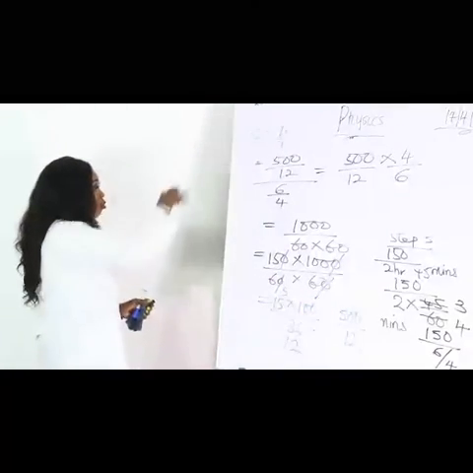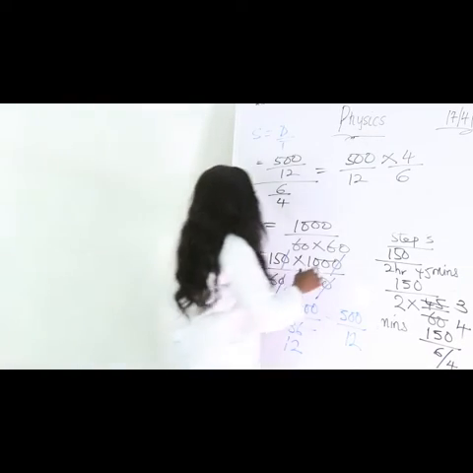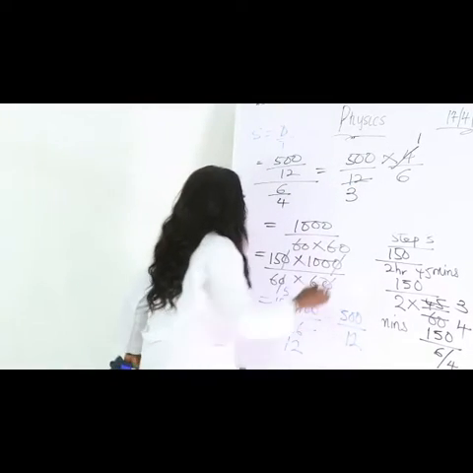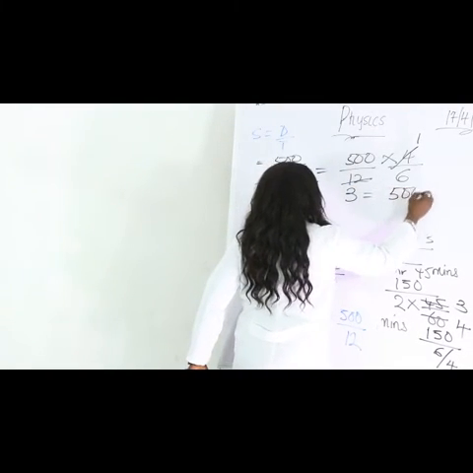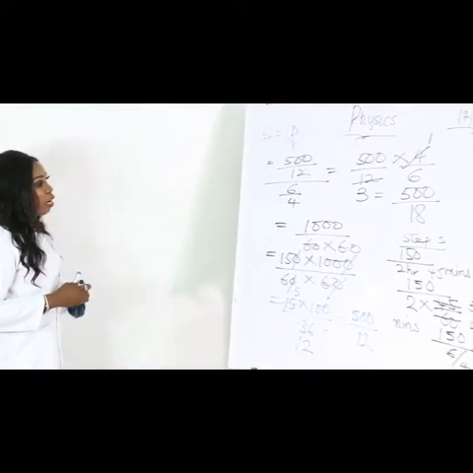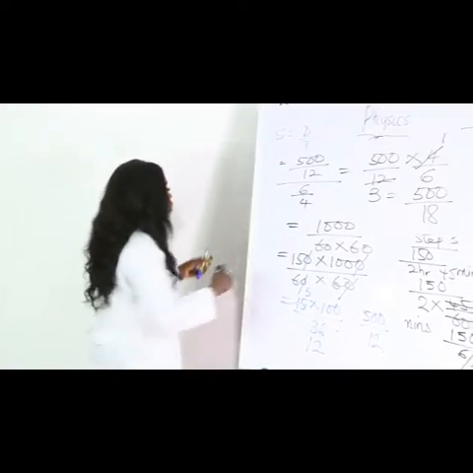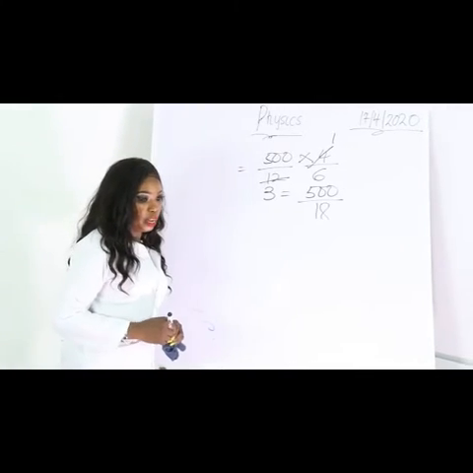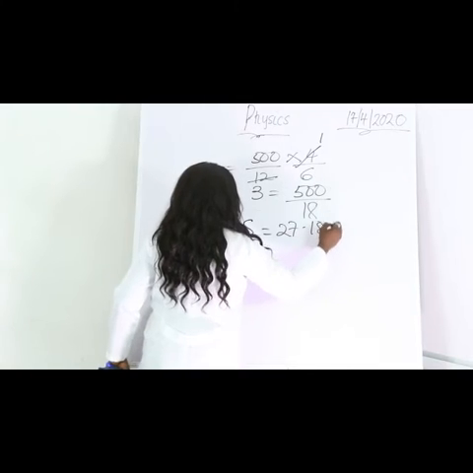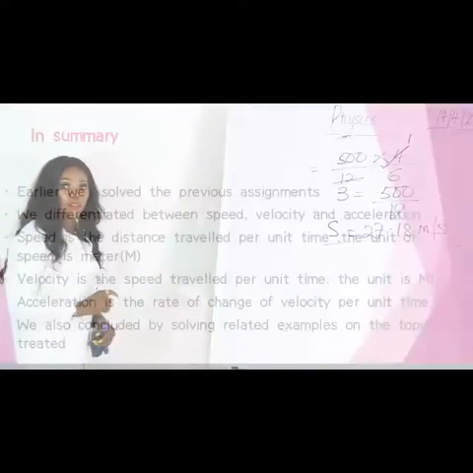If you like, you can cancel out, but if you don't like, you can do it the way I did. 4 into 12 will give you a 3. So you will be having 500 over 18. At this junction, you can use your calculator if you like, or you can solve it in your own way. If you're very fast with your calculator, you'll be arriving at 27.18 meter per second. Kudos to as many that got those answers correctly.